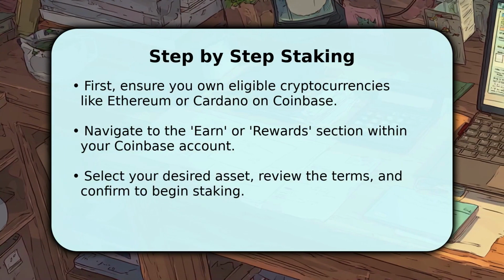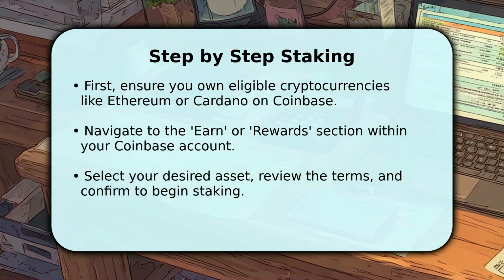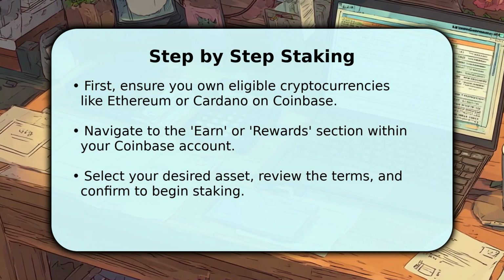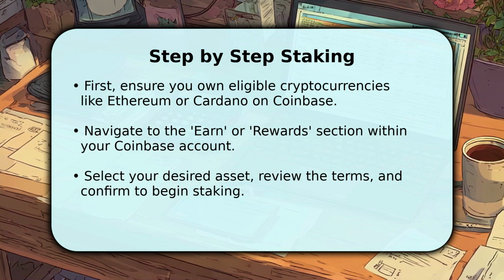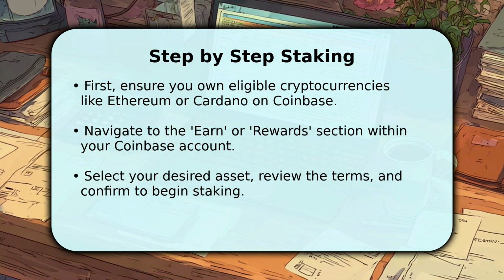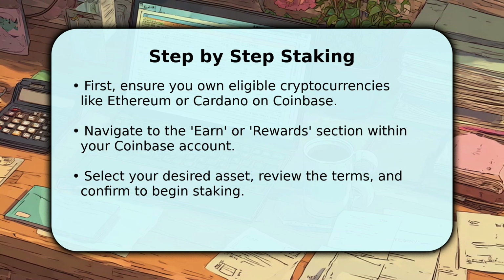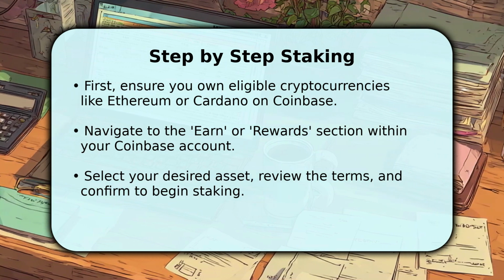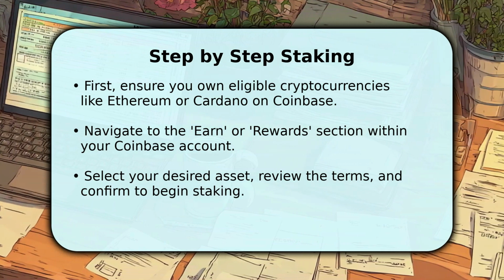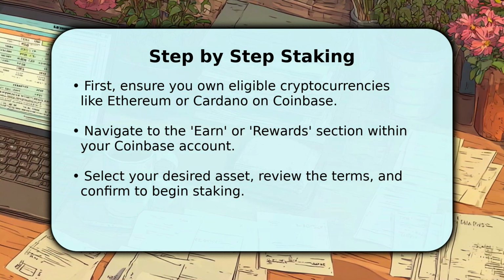Alright, let's get down to the practical steps of staking on Coinbase. First, make sure you own one of the cryptocurrencies eligible for staking on their platform, such as Ethereum, Cardano, or Solana. Once you have an eligible asset, simply log into your Coinbase account, then navigate to the Earn or Rewards section. You'll see a list of available assets for staking. Select the cryptocurrency you wish to stake, review the estimated annual percentage yield, and confirm your decision. It's usually as simple as a few clicks, and Coinbase will guide you through the remaining prompts to finalize your staking process.